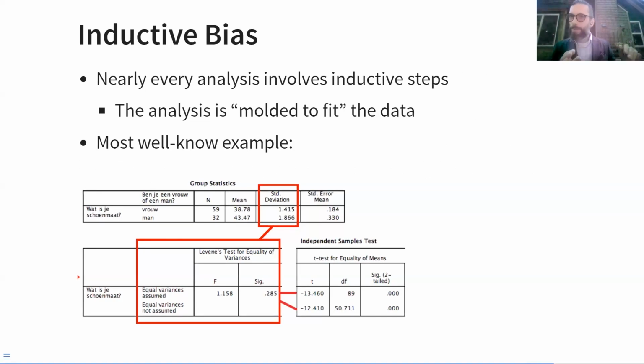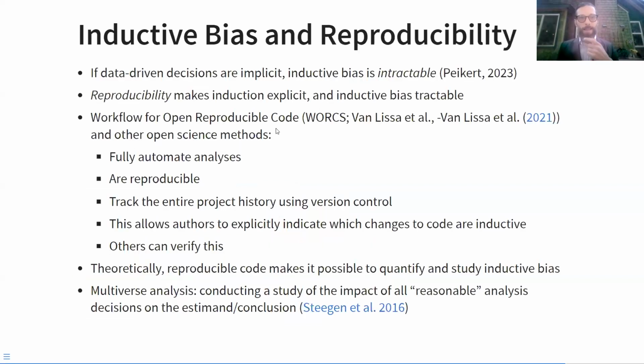They are bottom-up, data-driven, not top-down research question-driven. And that means that there are some inductive steps where the analysis is molded to fit the data. So if those decisions are implicit, if I'm just browsing through the data and think, oh, if I analyze it this way, it looks good to me, then the inductive bias is intractable. And you as a reader don't know how strongly it influenced the outcomes.